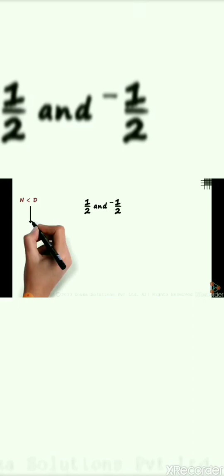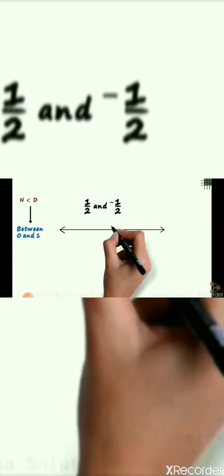First, we see how we can plot 1 by 2. The numerator 1 is less than the denominator 2. When the numerator is less than the denominator, the positive rational number will be between 0 and 1. So we draw the number line like this. The number 1 by 2 has to lie somewhere between 0 and 1. Now we divide the length between 0 and 1 into equal parts. How many equal parts is the question? The denominator tells us the number of equal parts. The denominator is 2, so we divide it into 2 equal parts.